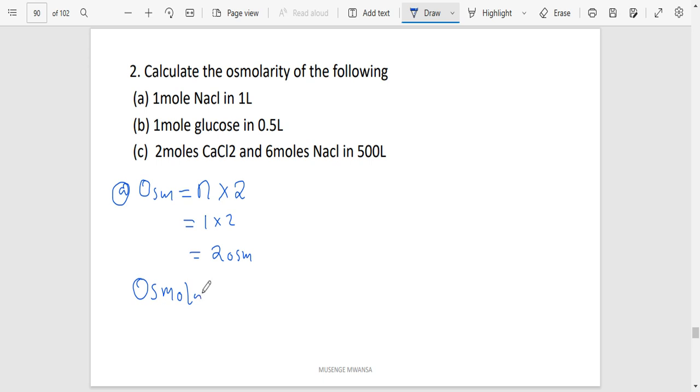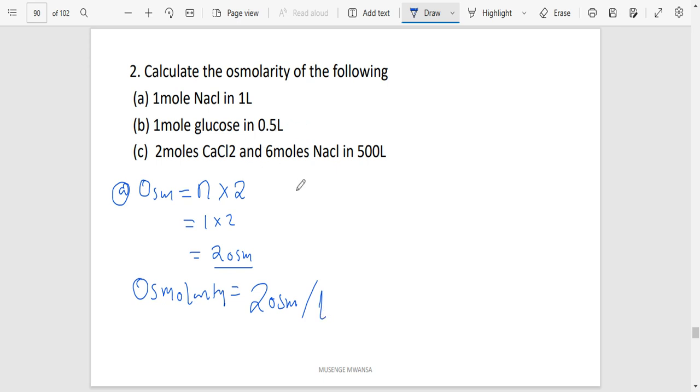Osmolarity is going to be the number of osmoles divided by the volume. We have got 2 osmoles. The volume is 1 liter. So 2 over 1 liter is just going to be 2 osmol per liter. So that is going to be it for this one.